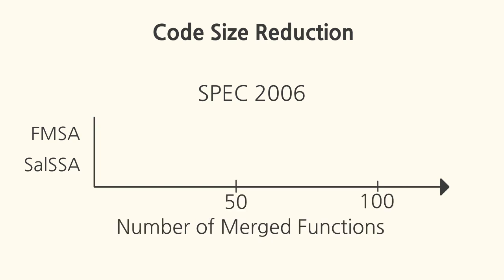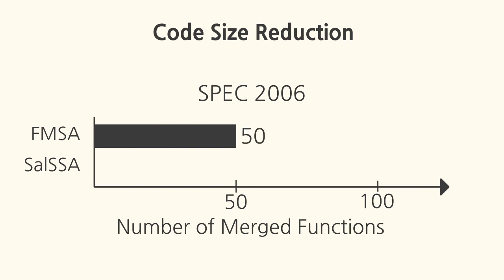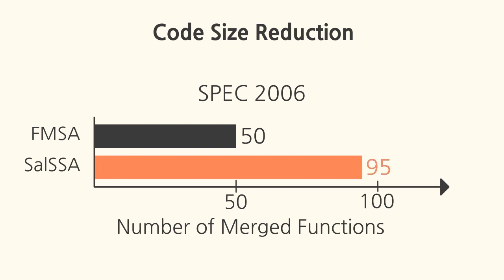This figure shows how we are able to achieve a greater code reduction. Here, we show the average number of profitable merge operations. By being able to natively handle the SSA form, SalSSA generates better merged functions, resulting in more profitable merge operations overall, which translates directly into more code size reduction.